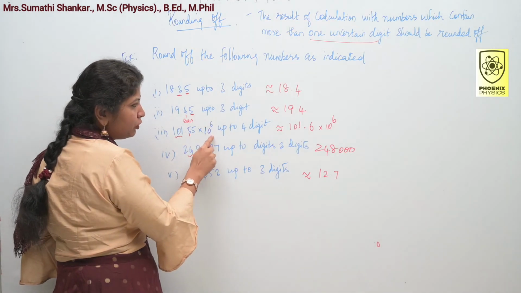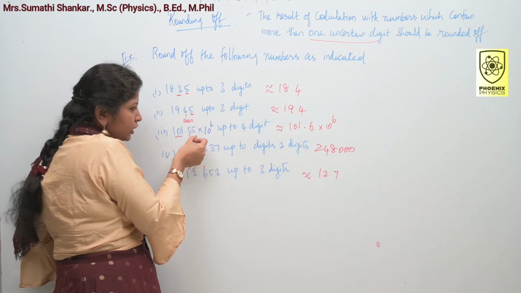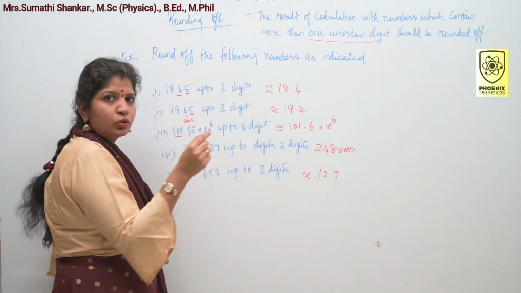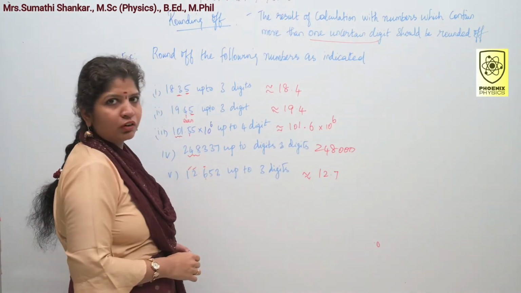101.55 into 10 to the power of 6 up to 4 digits. The digit to be dropped is 5. The preceding digit is an odd number. It should be increased by 1. So 101.6 into 10 to the power of 6.